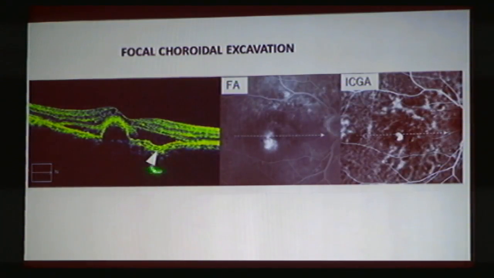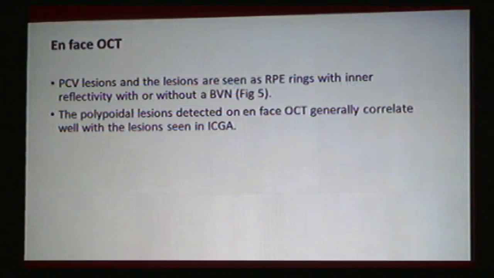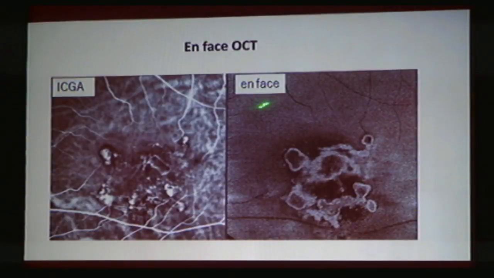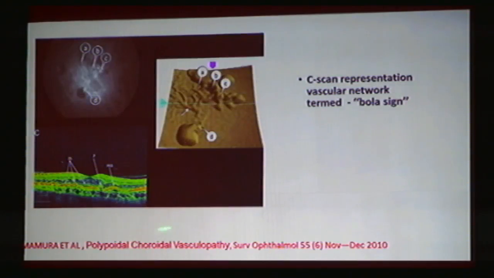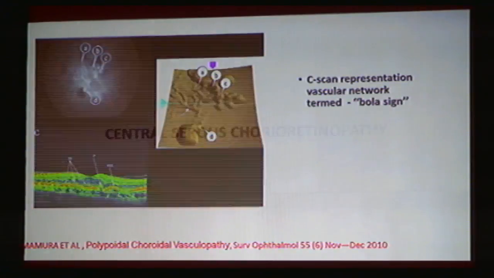Focal choroidal excavation, a big entity which is being described in a lot of conditions now, where you will notice this dipping of the RPE over here, corresponding to that area on the ICG. The next one is en face OCT. En face OCT is when you see the lesion end on, you find this cluster of polyps as well as the BVN which is associated with that. And this one particular article has described this appearance as a Bola sign, where you see these polyps and the BVN which are attached to each other.